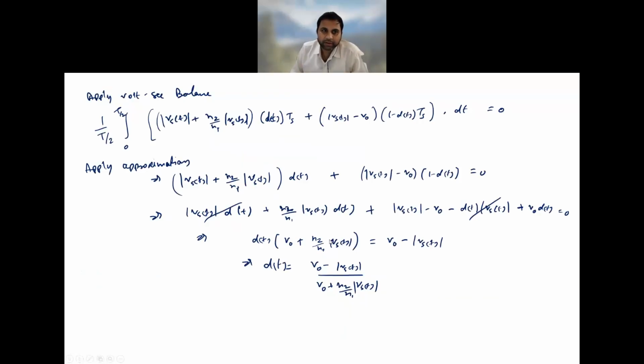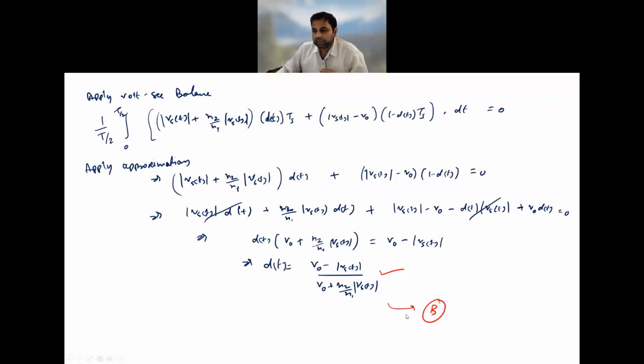Now you do the same volt second balance over the entire half line cycle and make it equal to 0. We take the same approximation where we assume that the step change in the average value of currents is very minimal, so we can approximate, and what we will get is this entire term equal to 0, and when you open it up, finally you will get the value which is V naught minus modulus Vs divided by V naught plus N2 by N1 modulus Vs, and that is nothing but option number B.